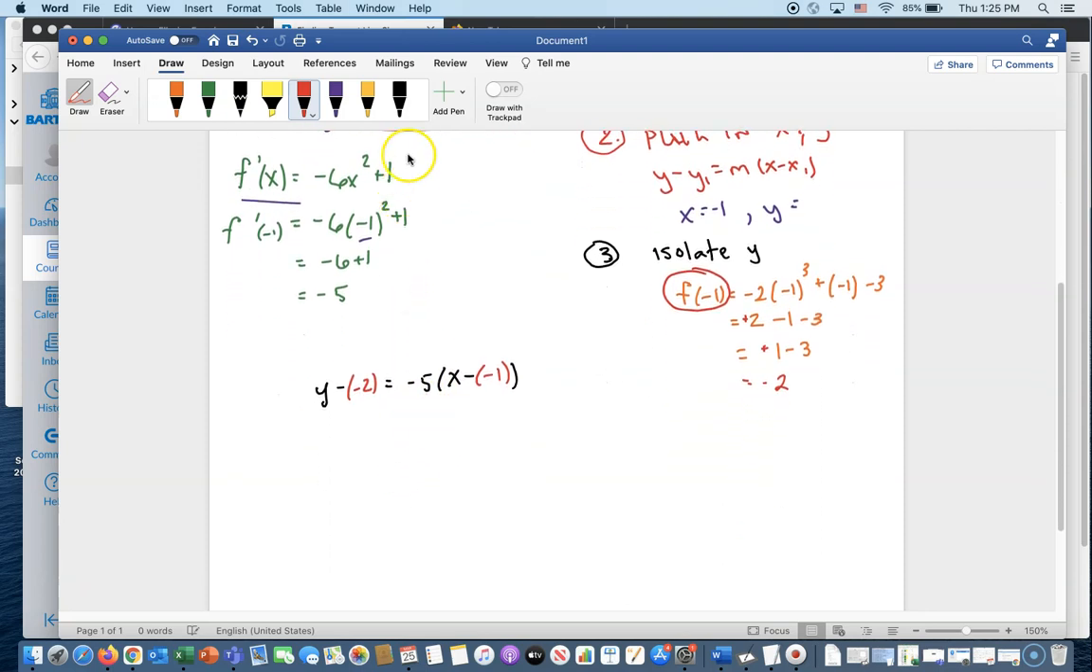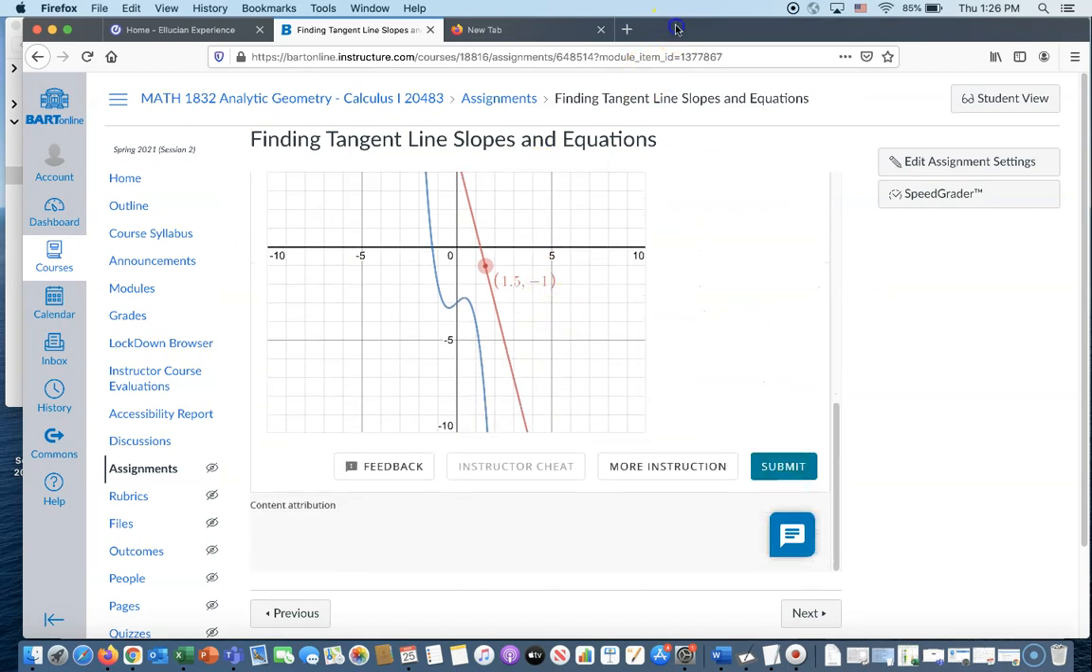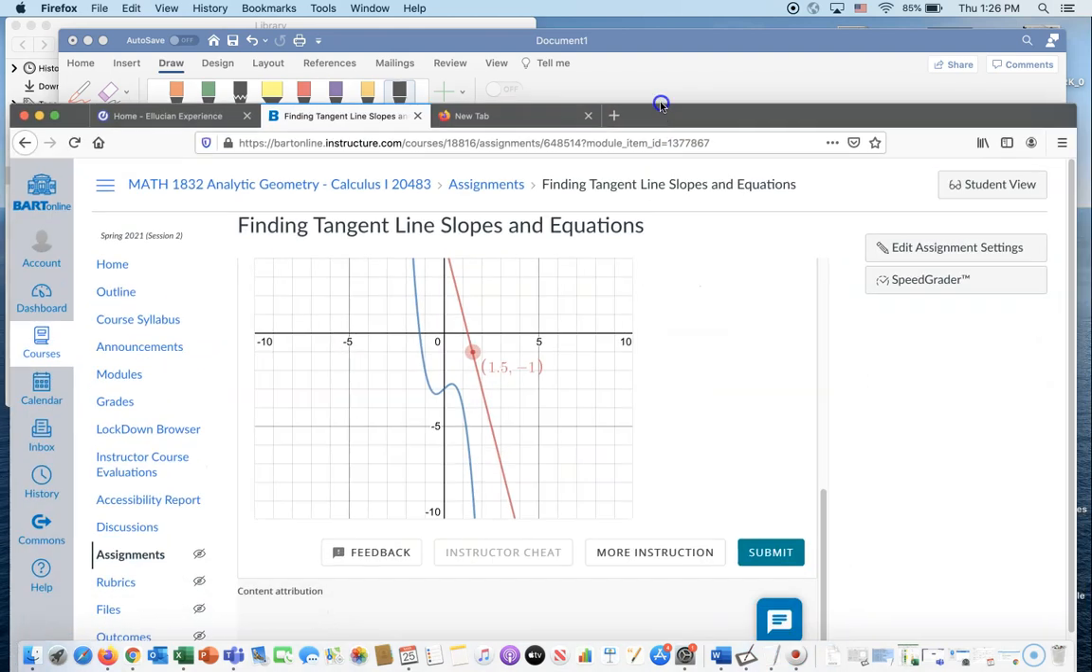So let's simplify this equation a little bit. So we'll have y plus 2 equals -5(x plus 1). We're going to distribute that -5. So y plus 2 equals -5x minus 5. And then we'll subtract that 2 from both sides, y equals -5x minus 7. So now I have an equation that I can use over here to graph. So we're going to graph that equation, -5x minus 7.